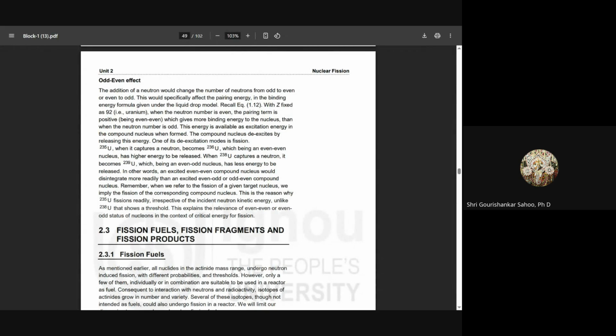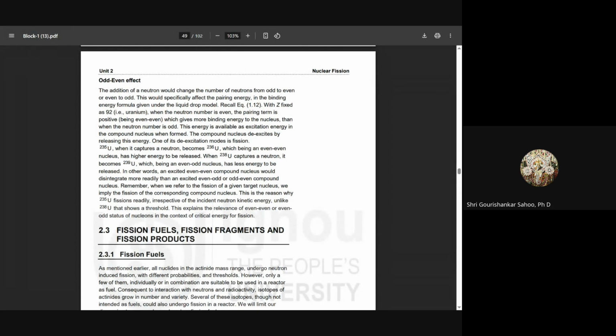When uranium-238 captures a neutron, it becomes uranium-239. Then uranium-239, with an even number of protons and an odd number of neutrons, an even-odd nucleus, has less energy to be released. In other words, an excited even-even compound nucleus would disintegrate more readily than an excited even-odd or odd-even compound nucleus. So uranium-236 is an ideal candidate for fission compared to uranium-239.